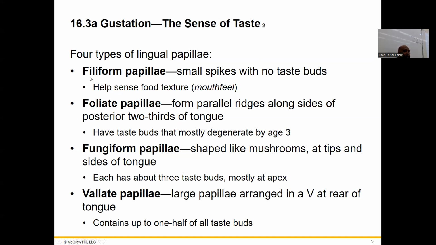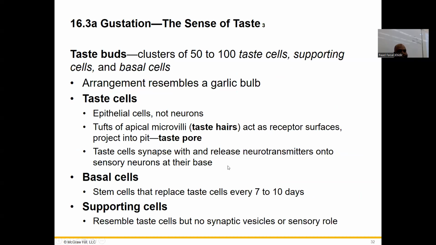And you say, oh, that one is the filiform papilla. The foliate papilla form parallel ridges alongside the posterior two-thirds, and they do have taste buds. Fungiform papilla look like mushrooms, and each has about 3 taste buds. The vallate papilla look like a V shape. They are large papilla arranged in a V shape at the end of the tongue.